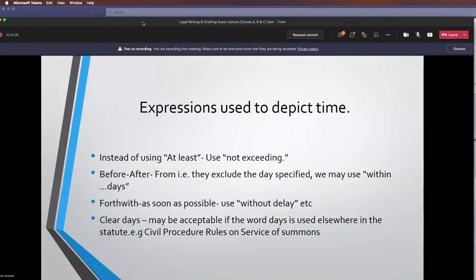So I want to just make that particular point short, because time is so heavy in the Constitution from Article 259, the Civil Procedure Act, and several acts of Parliament that deal with time. So when you're drafting, be very clear with the time element and use the correct language or expressions.